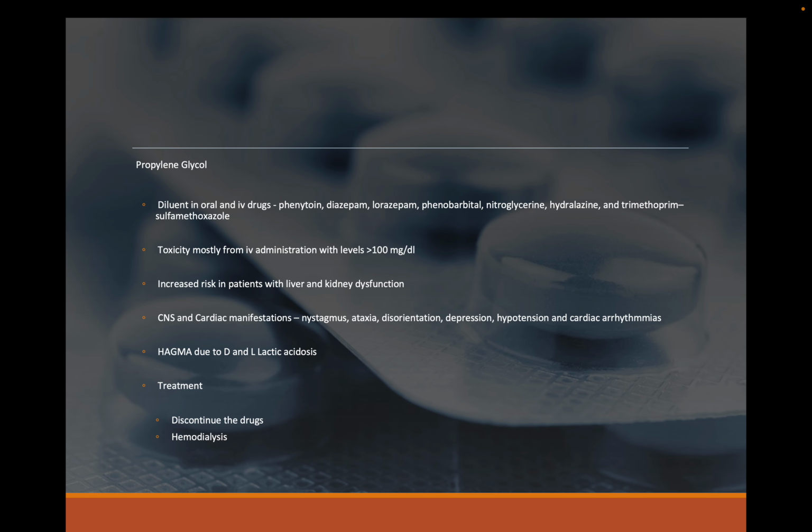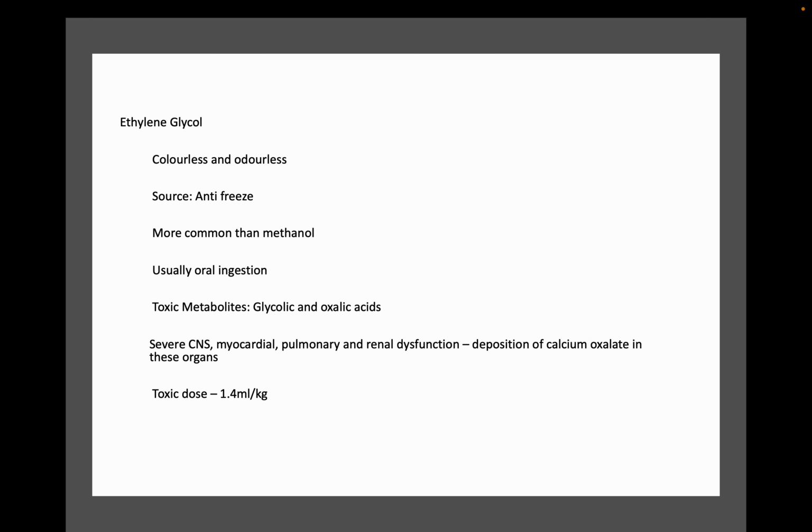Generally the most common are D- and L-lactic acidosis, and treatment is generally to discontinue the drug infusion and generally hemodialysis in significant cases. Ethylene glycol, which is seen in antifreeze that is normally used in cars in the cold winters, is more common in Western countries. Usually oral ingestion; the toxic metabolites are glycolic acid and others.